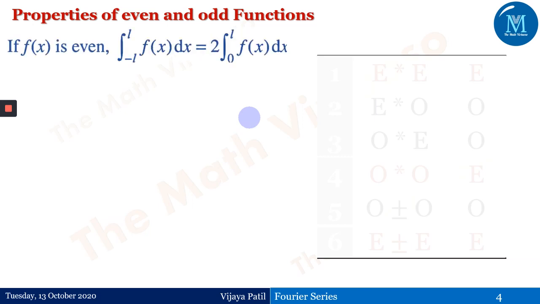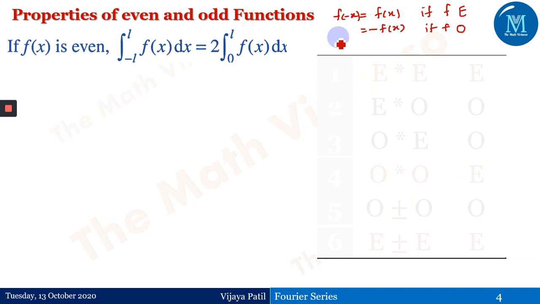First of all, if f of x is even, then what will happen with the integral? Normally, whenever we are going for even and odd functions, the definition is: f of minus x is equal to f of x if f is even, and f of minus x is equal to minus f of x if f is odd. This is the combined definition of even and odd functions.